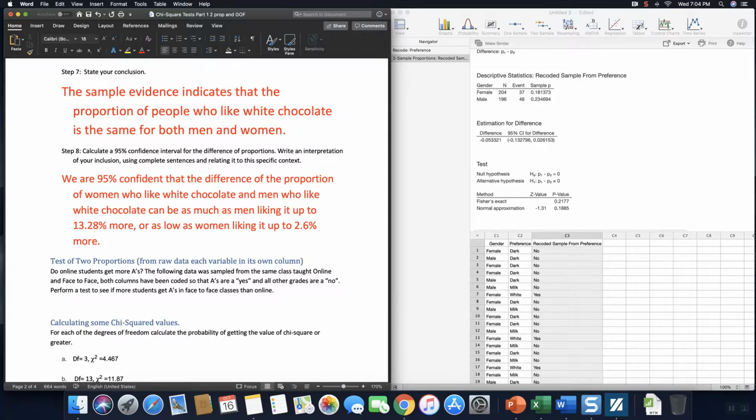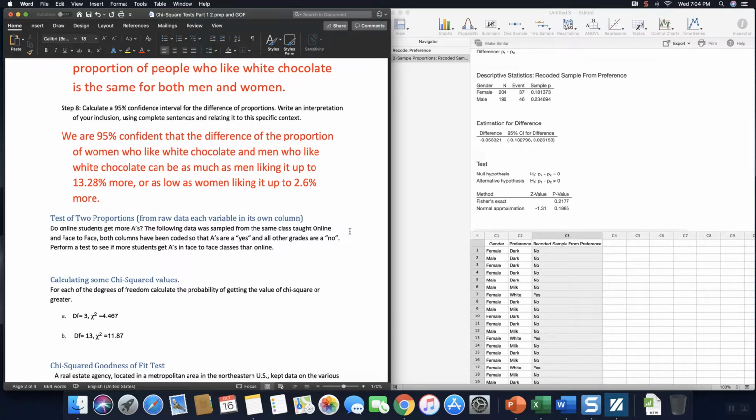That just indicates to you that there is no difference. And usually when I run into this kind of situation, this is exactly what I'll do. I'll write that part because that's the exact interpretation of what it means. And then I'll include this. Since 0 is in the interval, 0% is in the interval, they do not significantly differ.